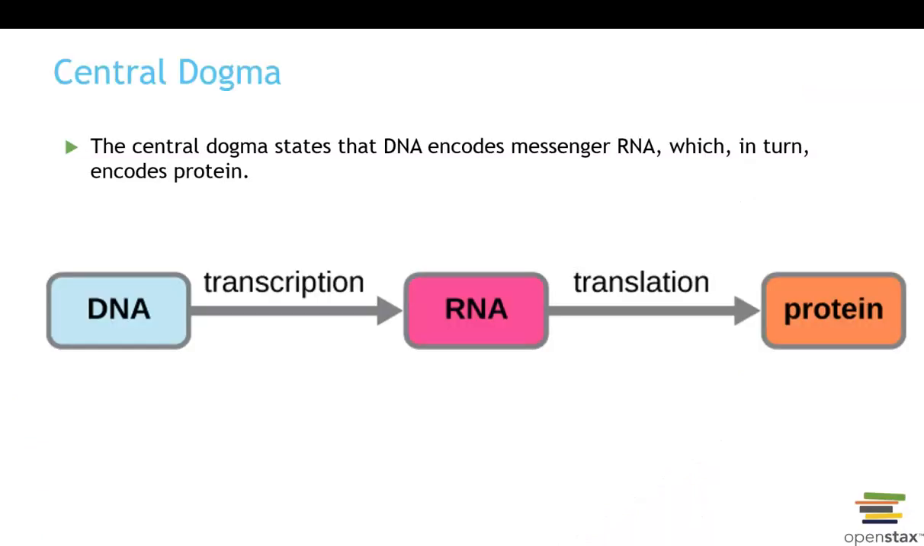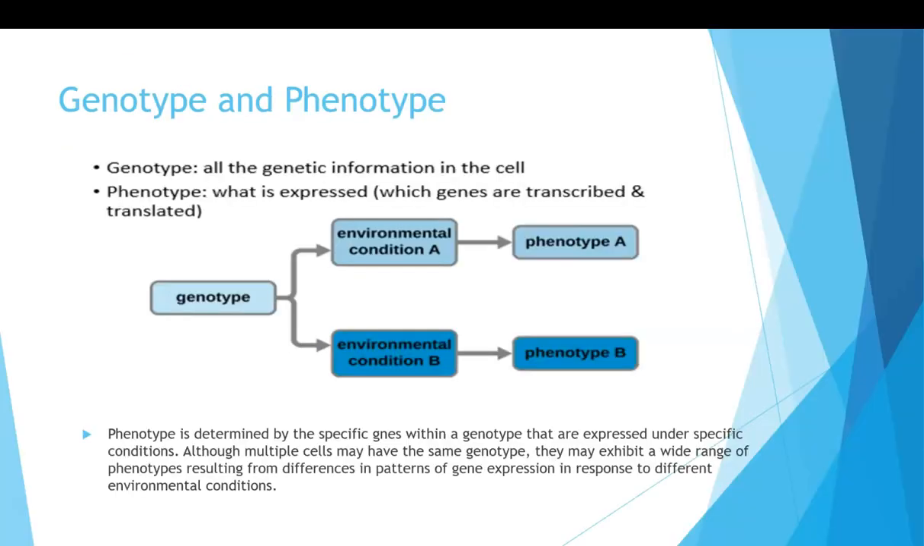So let's talk about central dogma. Central dogma states that DNA encodes messenger RNA, which we know as transcription, and then the RNA is going to get translated and turn into proteins, and you know proteins can do almost everything. So we call this central dogma.